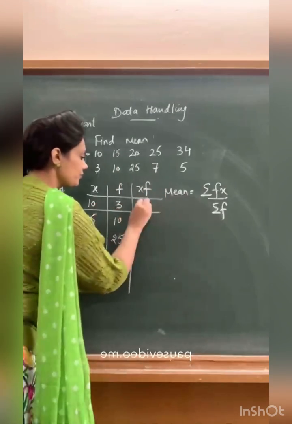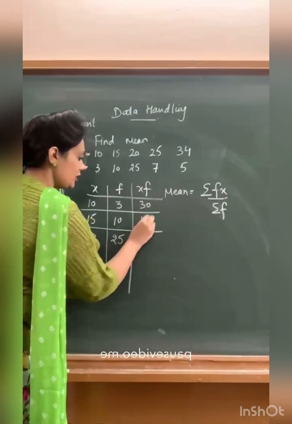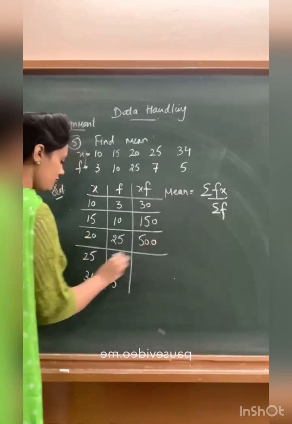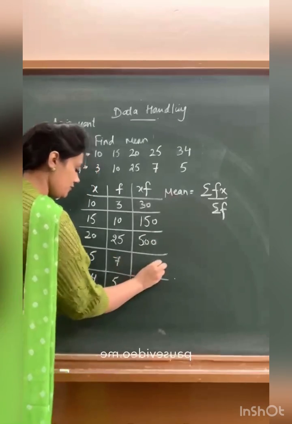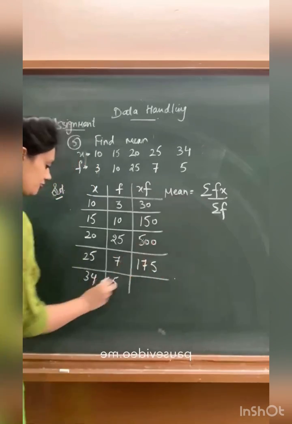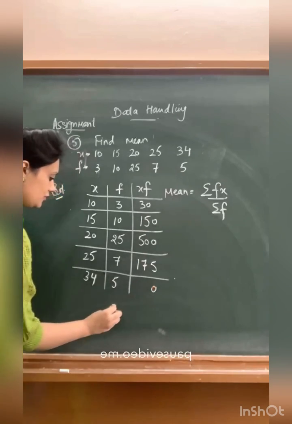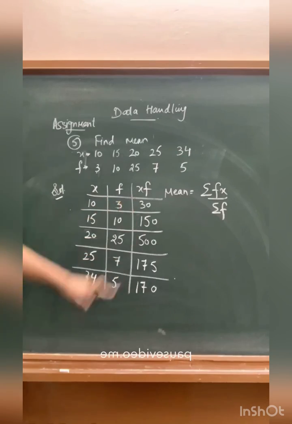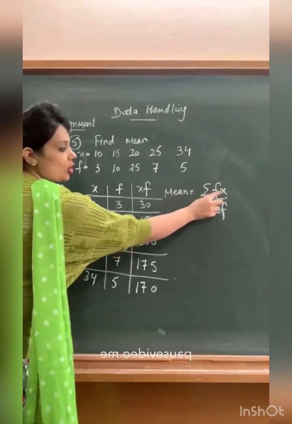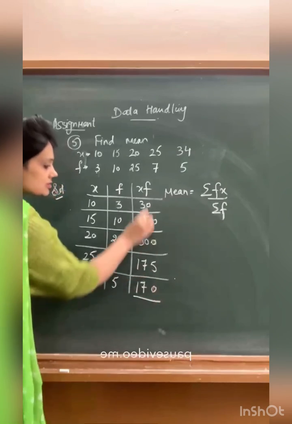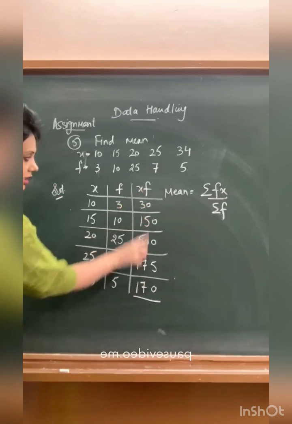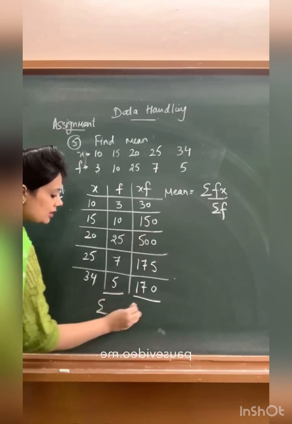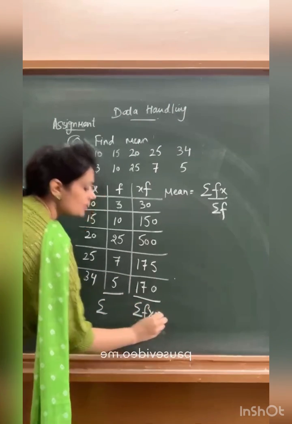10 times 3 is 30. 15 into 10 is 150. 20 times 25 is 500. 25 times 7 is 175 and 34 times 5 is 170. So we have multiplied x with f. Now what we want is summation of fx. Summation of fx means sum of all the numbers which are in the column x multiplied by f. So let us do summation fx.